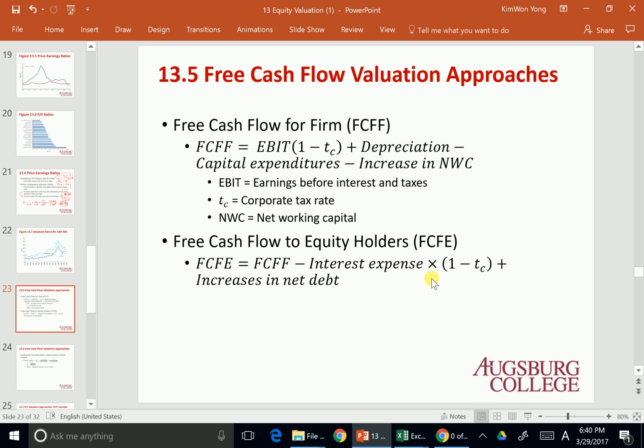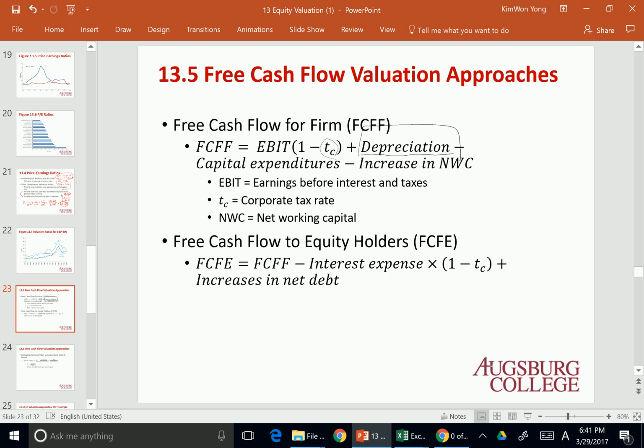There are two different types of free cash flow. First is the free cash flow for the firm, where we don't care about the financing. We do care just about cash flow from using assets. So this one is the EBIT times (1 minus tax rate), plus the depreciation.